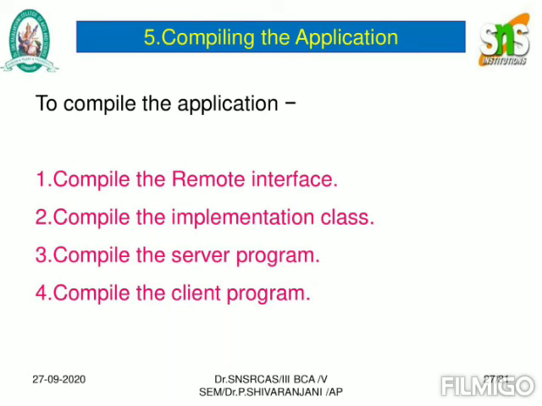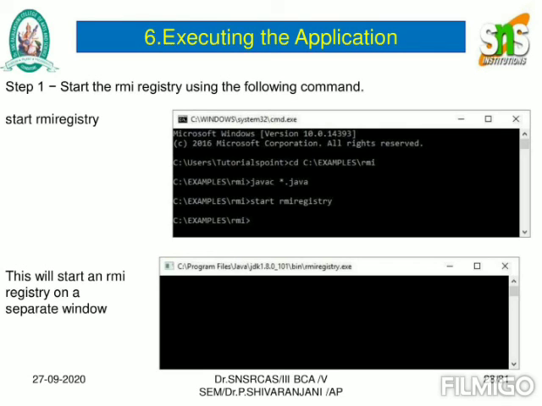So the next, fifth step is you have to compile your application. To compile the application, you have to compile your remote interfaces, compile the implementation classes, then compile your server program, and only then can you compile your client program. So here, this is the next step, your sixth step.